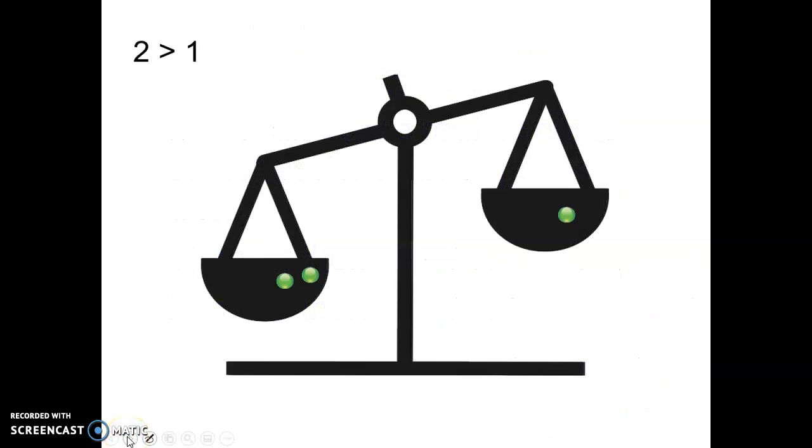Let's take a look at this inequality. 2 is greater than 1. If we multiply both sides by 2, we get 4. All right, let's take a look at another example here.